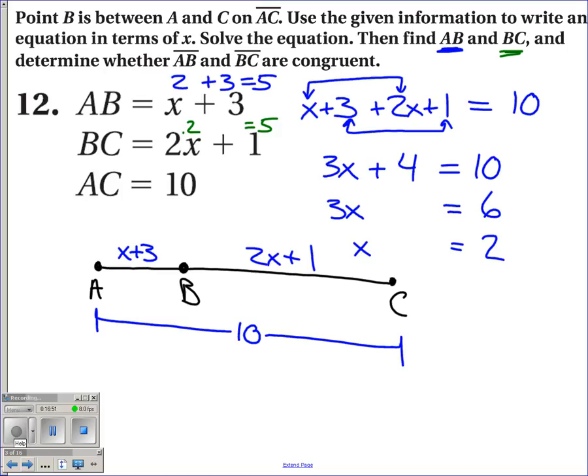Now then, it says determine whether those two segments, AB and BC, are congruent. Well, they both have the exact same measure of 5. So AB is congruent with BC, which means that in this particular case, B is the midpoint, right? So we didn't start with B having to be the midpoint, but we found out that in this particular example, it is the midpoint. Let's take a look at another one.